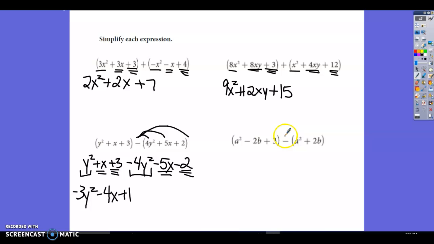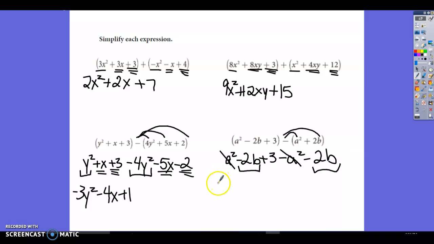All right, for this one, again, I'm going to distribute the negative. So I'm going to have a squared minus 2b plus 3. And then I'm going to have a negative a squared minus 2b. So if I have a positive a squared and a negative a squared, those cancel. And I have a negative 2b and another negative 2b, so negative 2 and negative 2 is negative 4b, and then plus 3. So my a squared's canceled, and that means my negative 4b was my leading term.